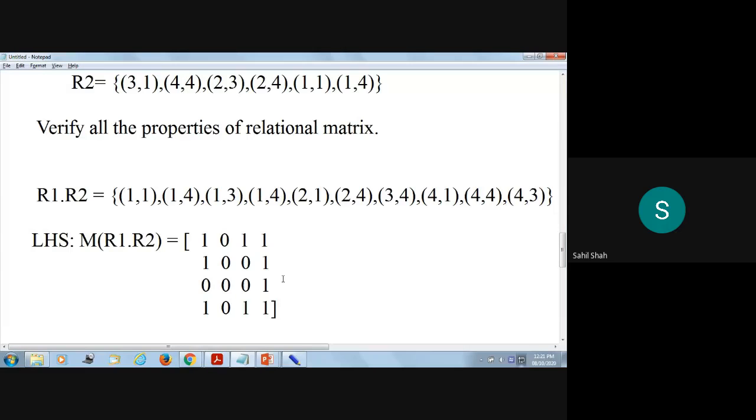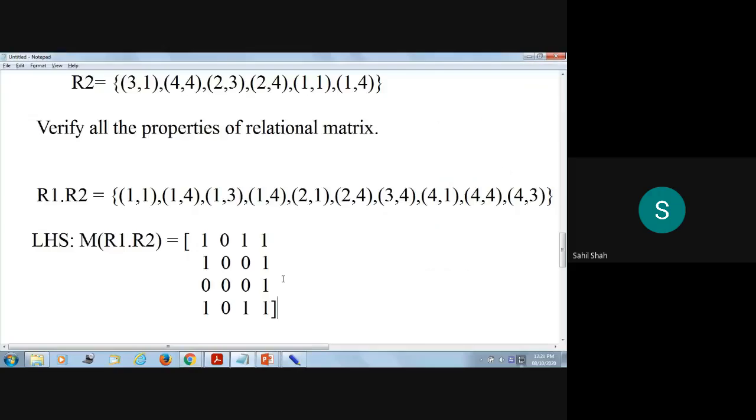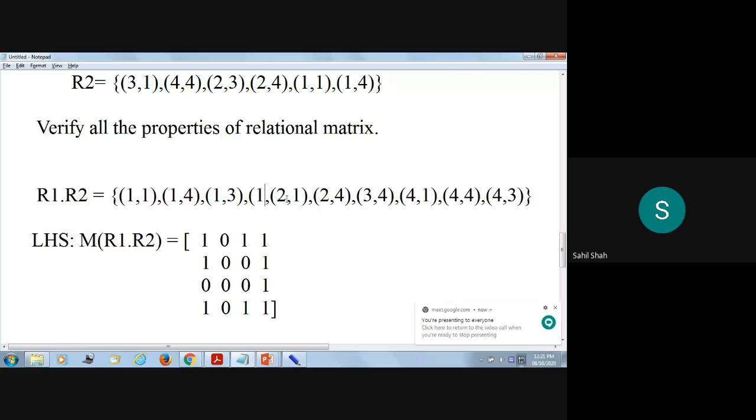I have marked 3, 4. I have marked 3 plus 3, 6 plus 3, 9, 1. Which one is remaining? Any guesses in the chat box? Which one is remaining? 1, 4 repeats. 1, 4 is taken twice. Okay, fine. Good. That means the matrix is correct.